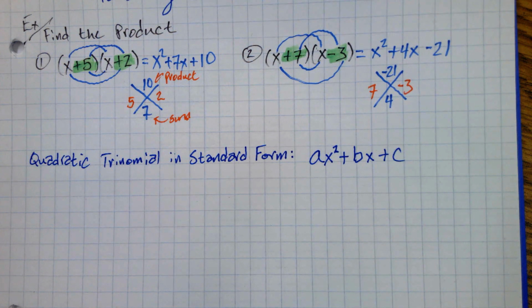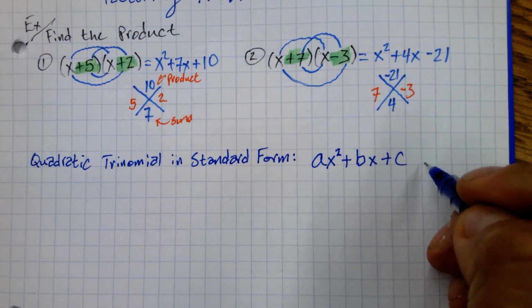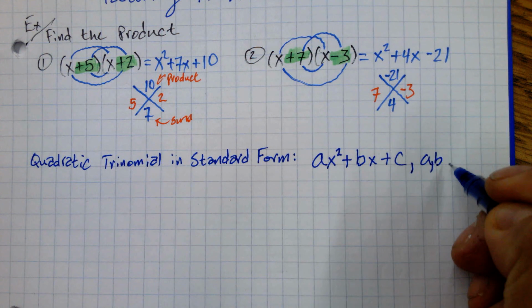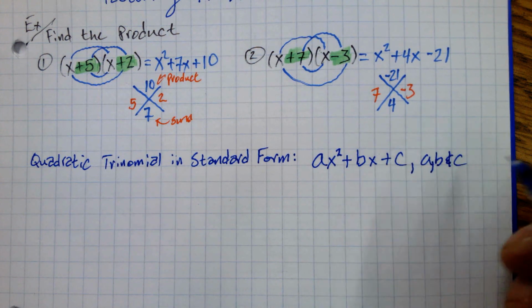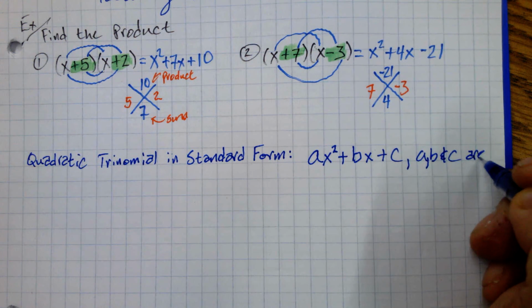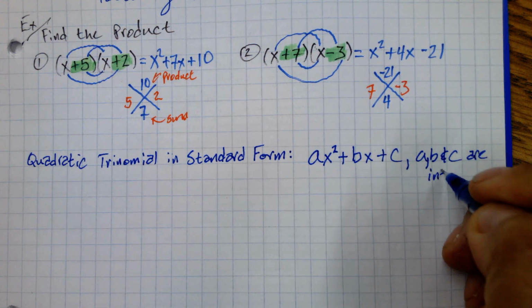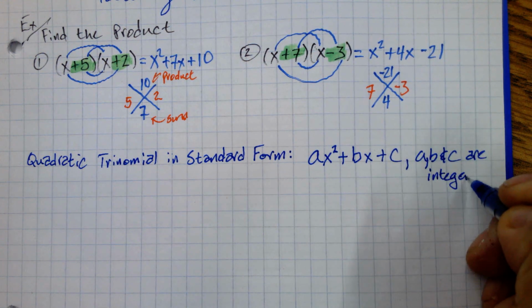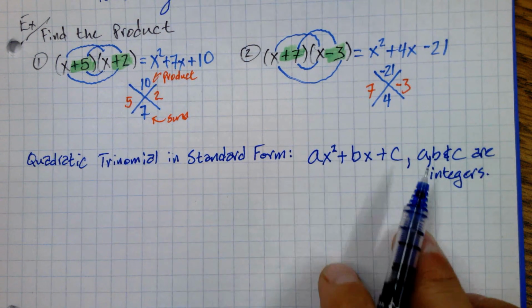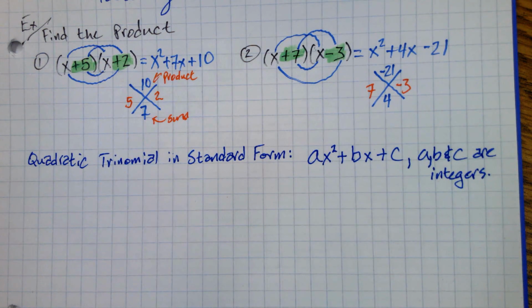And we give each of these terms a specific name. Now, a, b, and c are going to be integers. So we'll give it that restriction. A, B, and C are numbers, but they're integers, positive and negative, whole numbers.